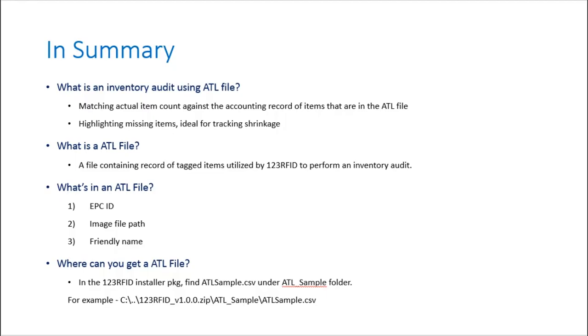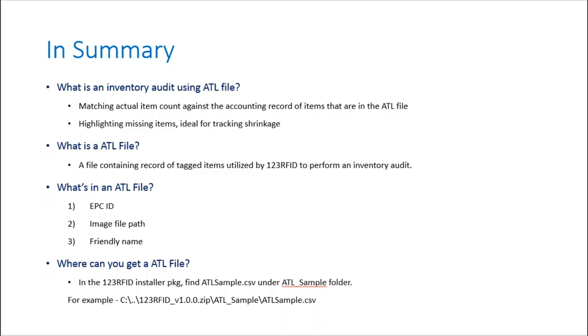So in summary, what is an inventory audit using an ATL file? It is matching actual item count against the counting record of items that are in the ATL file. It's also about highlighting missing items. That's ideal for tracking shrinkage.